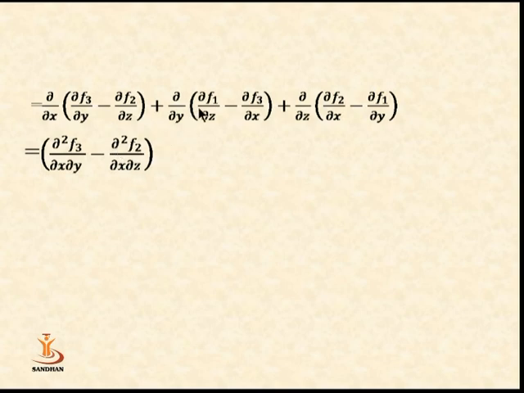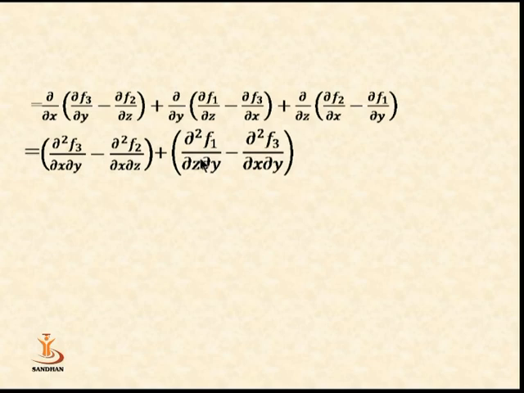Now we have to differentiate this function with respect to y. Here the first differentiation is available, that is ∂f1/∂z. Now for the second differentiation, we get ∂²f1, that means first ∂z and second ∂y. Again, minus the first differentiation with respect to x is available, then the second differentiation with respect to y. Thus we get ∂²f3/∂x∂y.